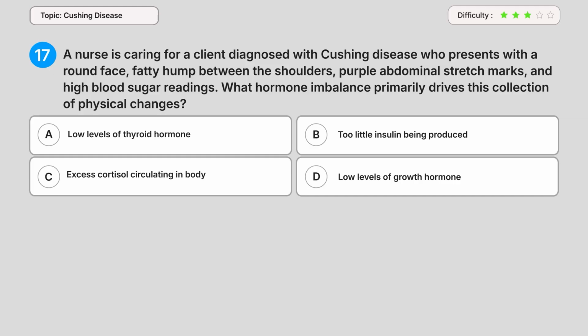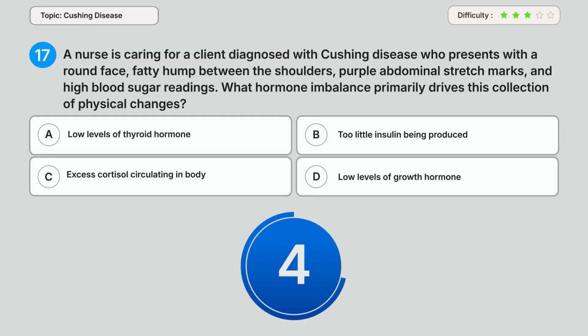A. Low levels of thyroid hormone. B. Too little insulin being produced. C. Excess cortisol circulating in body. D. Low levels of growth hormone. Can you guess the answer?